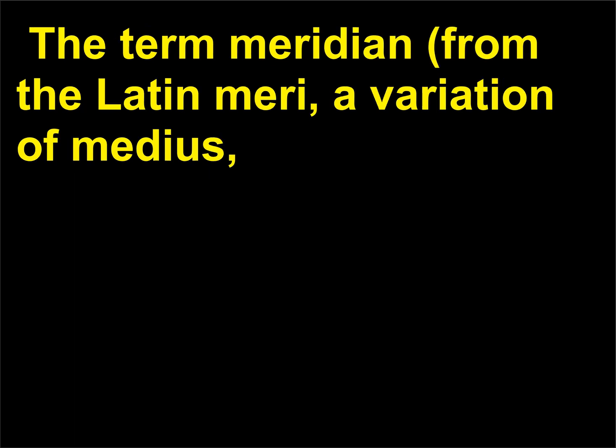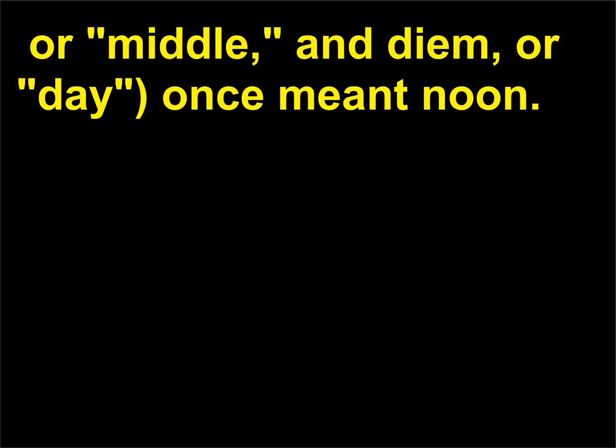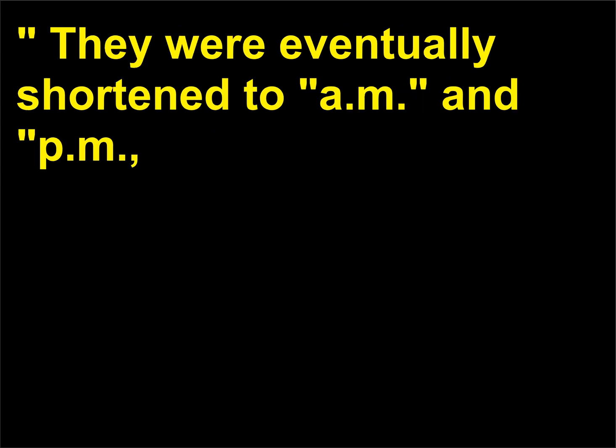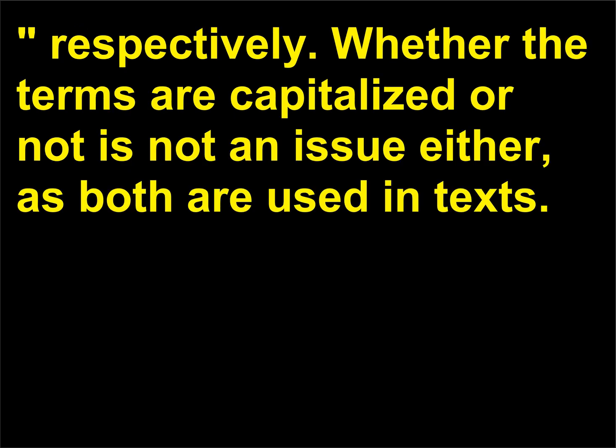The term meridian, from the Latin meri, a variation of medius, or middle, and diem, or day, once meant noon. Thus, the time before noon was called ante-meridiem and afternoon was called post-meridiem. They were eventually shortened to AM and PM, respectively. Whether the terms are capitalized or not is not an issue either, as both are used in texts.